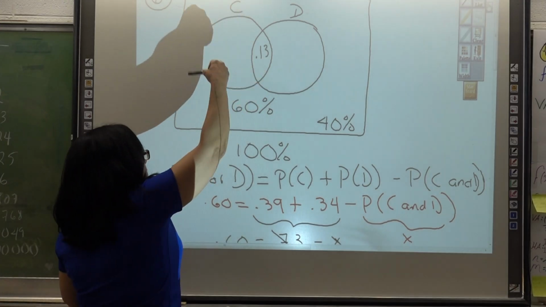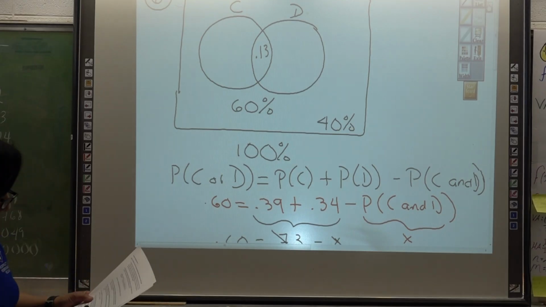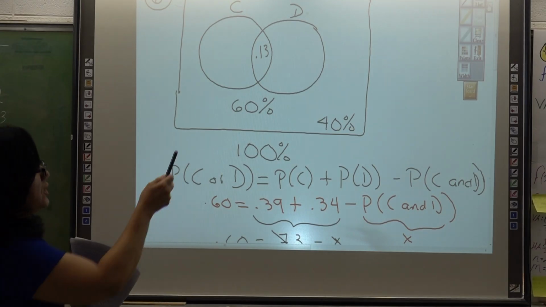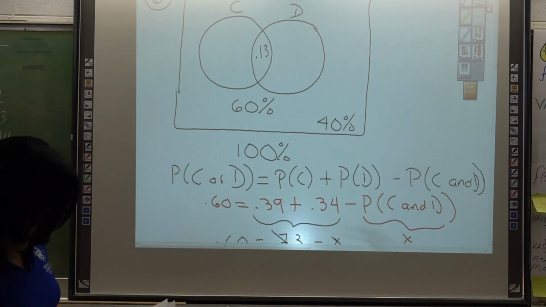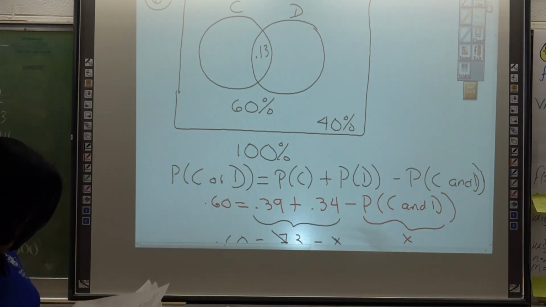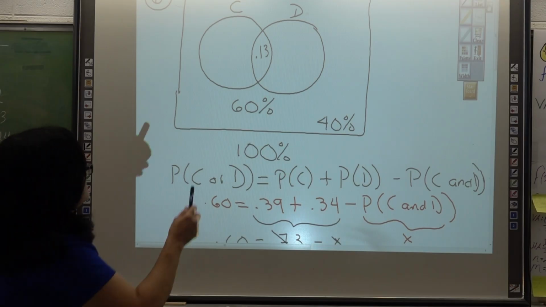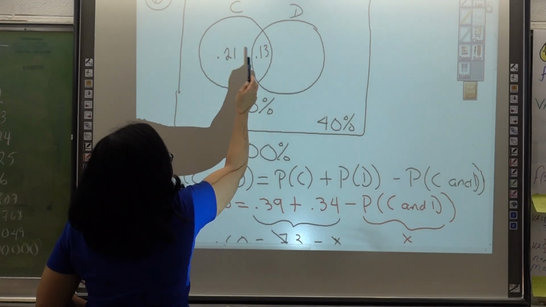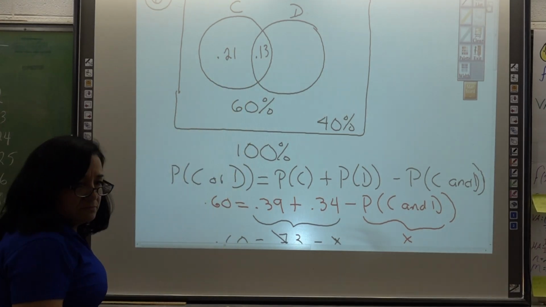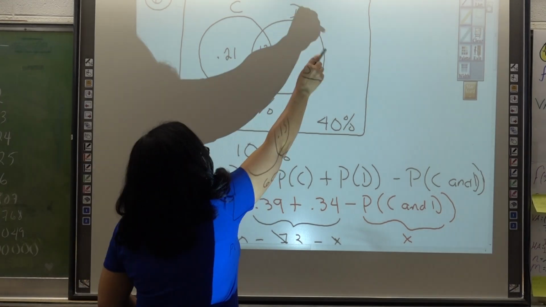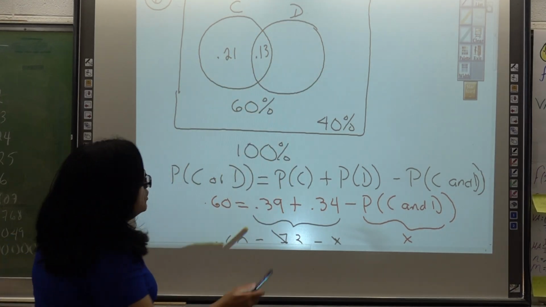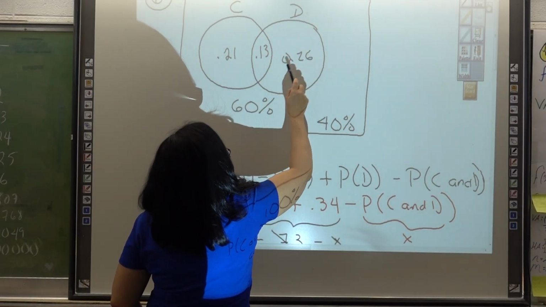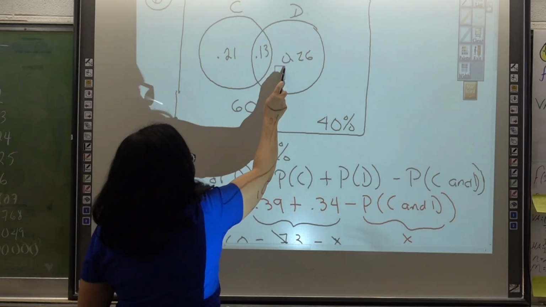Right? That means I can find out how much this is without the intersection. Because the probability of having at least one cat is 0.39, subtract 0.13 to see how much is here. So 0.39 minus 0.13 gives us 0.26. Because these two together is 0.34. See it? Probability of having at least one dog is 0.39 minus 0.13, which gives us 0.26.